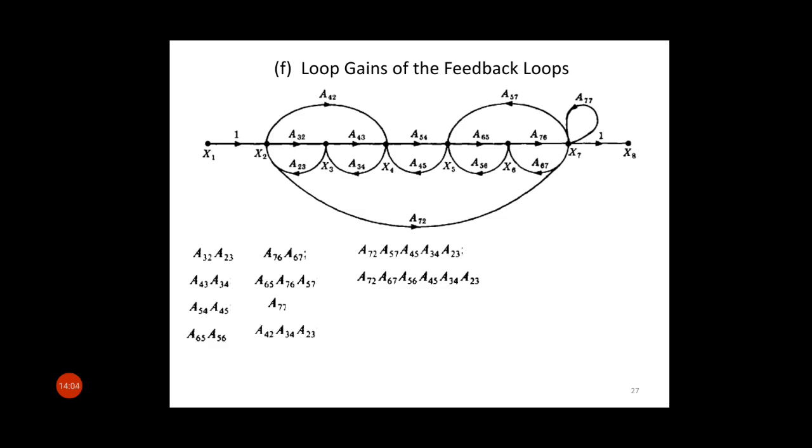The loop gain of the eighth loop is A42 times A34 times A23, and the loop gain of the ninth loop is A72 times A57 times A45 times A34 times A23. And the tenth loop, the last loop, has the loop gain A72 times A67 times A56 times A45 times A34 times A23. So here I mention the loop gains of all ten loops.